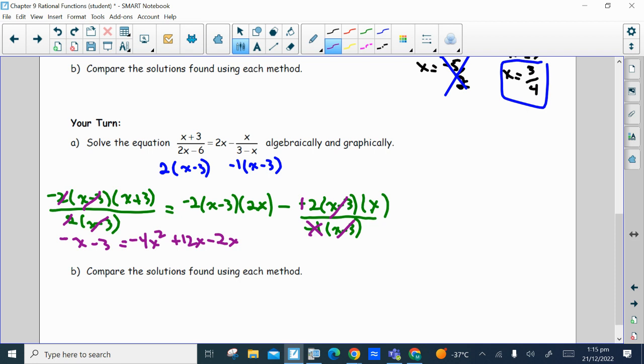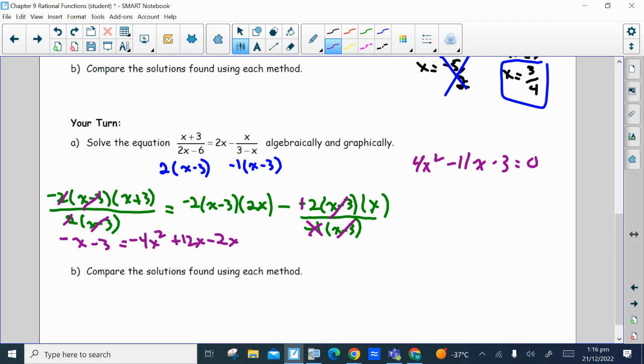So if we add the 4x squared over to the left side, it's a positive 4x squared. I'm going to subtract 12x from both sides, so negative 1, actually that's not true. I have 12x take away 2x, which is 10x. So I'm going to subtract 10x from both sides, which gives me minus 11x, and then the minus 3 stays there. And that is the correct quadratic.